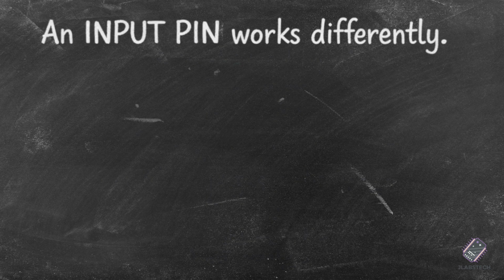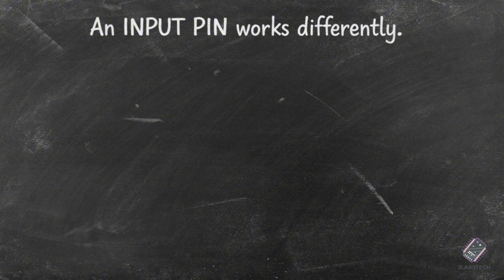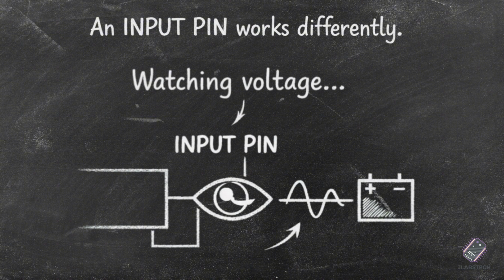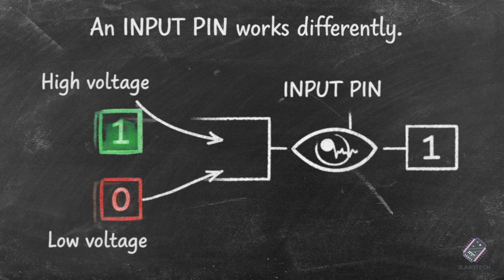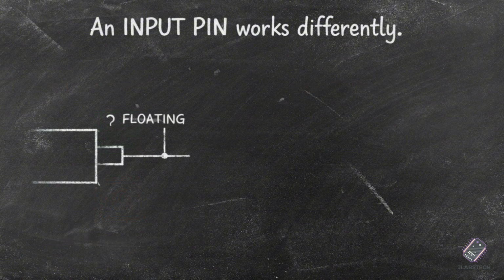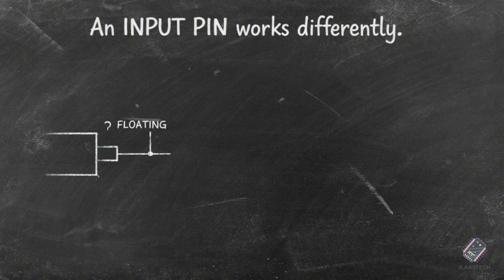Now let's talk about digital inputs. An input pin works differently. Instead of pushing voltage out, it just watches what voltage is present on the pin. If the voltage is high enough, the microcontroller reads it as a 1. If it's low enough, it reads it as a 0. But here's something beginners often don't realize.